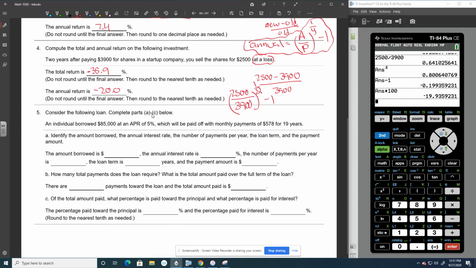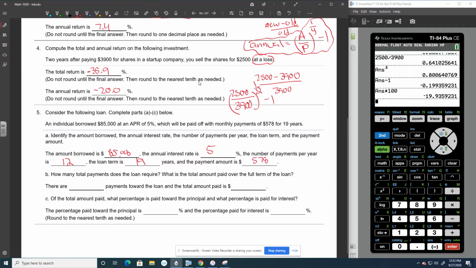Okay, number 5, consider the following loan. Someone borrows $85,000 at 5% interest, and it's going to be paid off with monthly payments of $578 for 19 years. Identify the amount borrowed. So they borrowed $85,000. The interest rate is 5%. The number of payments per year is monthly, so that's 12 payments per year. The loan term is for 19 years, and the payment amount is $578.